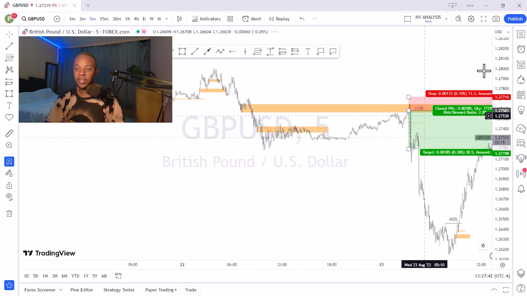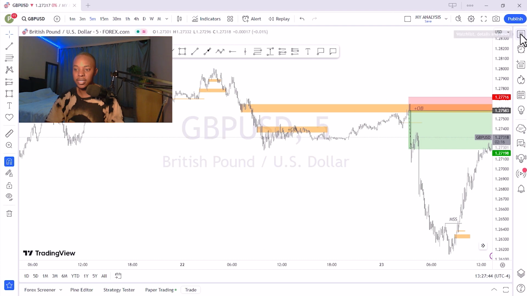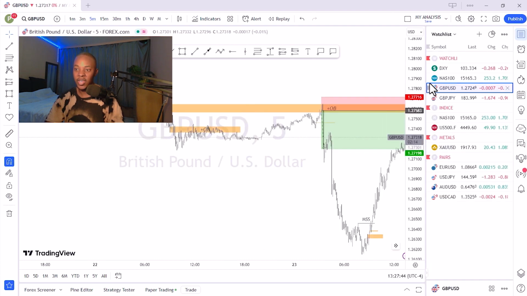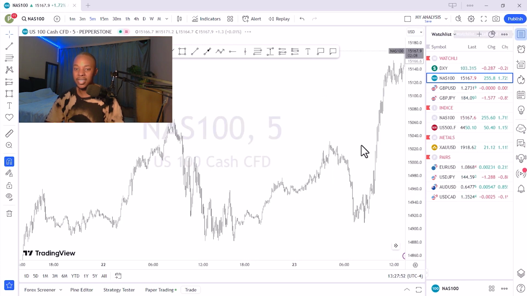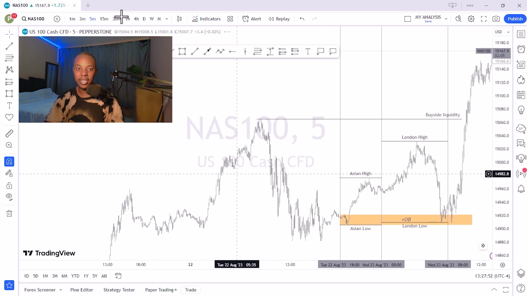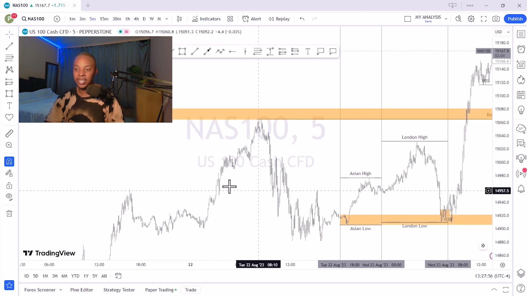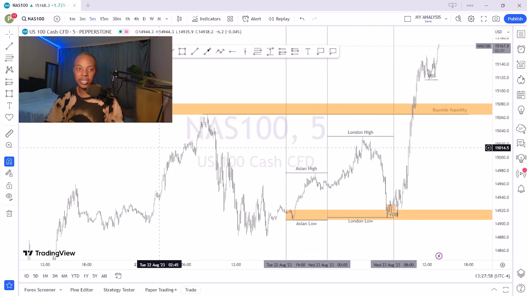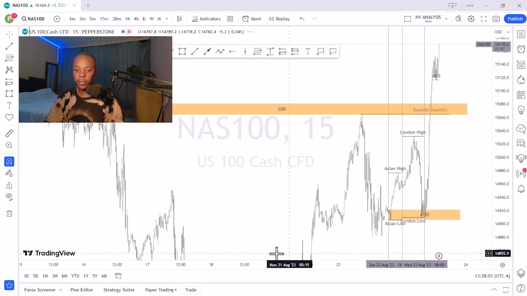And then the second trade of the day was on NAS, which actually just ruined my day. It was a good trade for a moment, and then things just went south, just went sideways out of nowhere. So this is what we have.